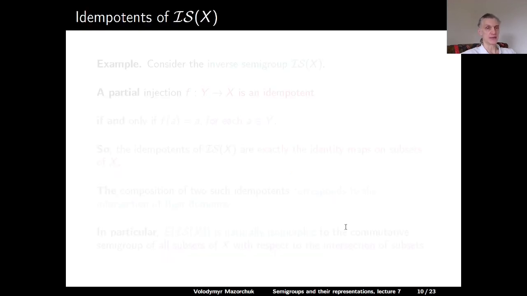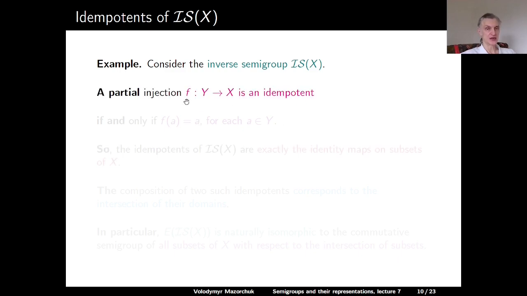Now let us look at idempotents of the symmetric inverse semigroup. So if we consider the symmetric inverse semigroup IS of X, where X is a set, then the partial injection f from some subset Y to X is an idempotent if and only if f of a is equal to a for each a in the domain of f.